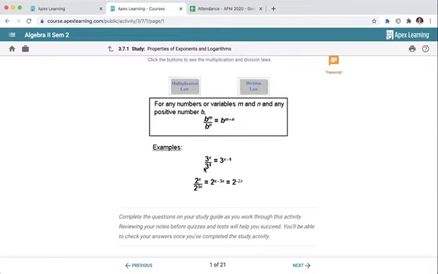Same thing here, 2^x over 2 to the power of 3x. I'm just going to do x minus 3x, which gives me negative 2x. So again, basic algebraic skills once we understand that we can combine these exponents since they have the same base value.